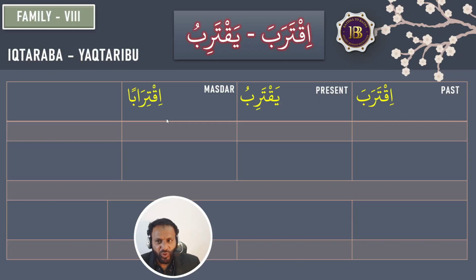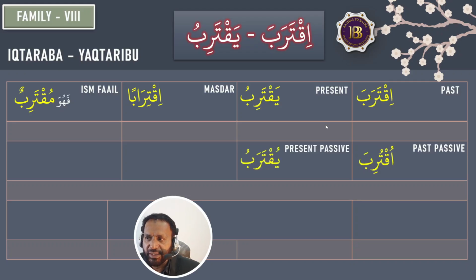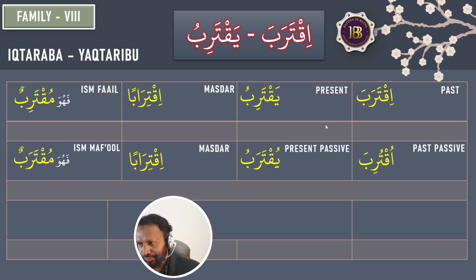So you are supposed to understand the pattern of it. इक्तरबा, यक्तरिबु, इक्तिराबन. इसके अंदर रूट लेटर्स काफ, रा, बा है. So इसका इसम फाइल क्या होगा? मुक्तरिबुन. इसम फाइल will be मुक्तरिबुन, mu e sound using the present tense. Passive will be ukturiba, yuktarabu. Again, masdar remains masdar, and then muktarabun.